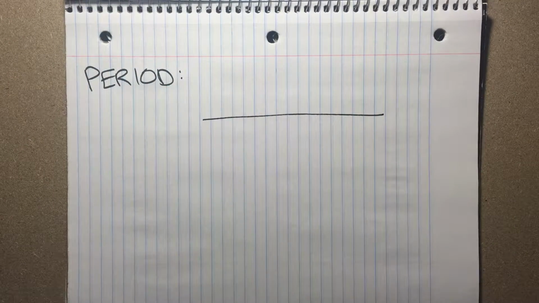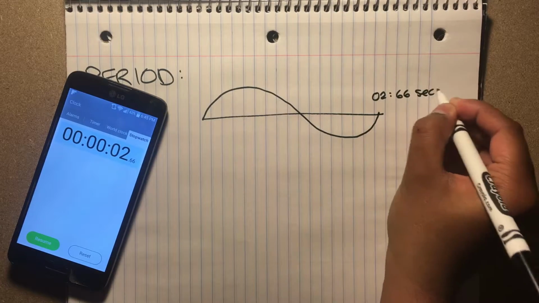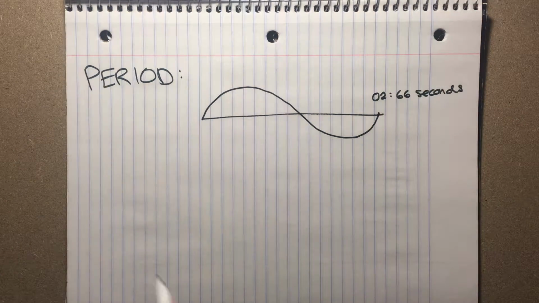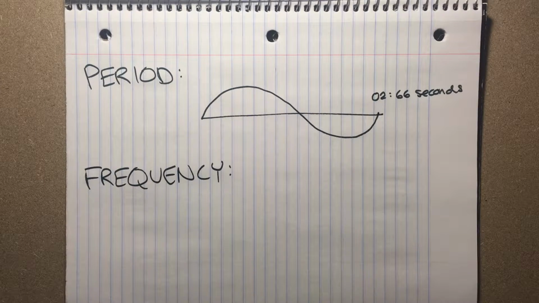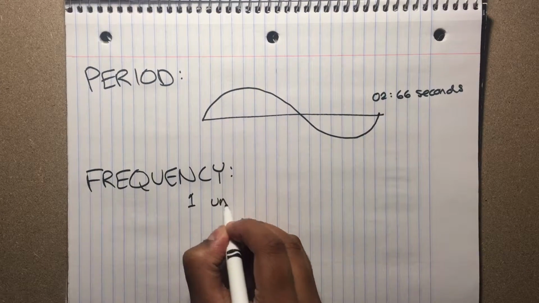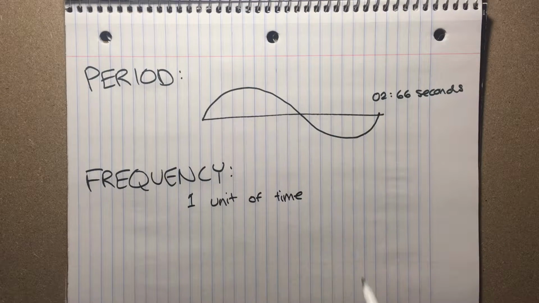Next up is the period. Period is the time it takes for one complete cycle. The period of this wave is 2.66 seconds. The period is directly related to our next term, frequency. Frequency, by definition, is the number of complete cycles of an oscillating particle per unit time.